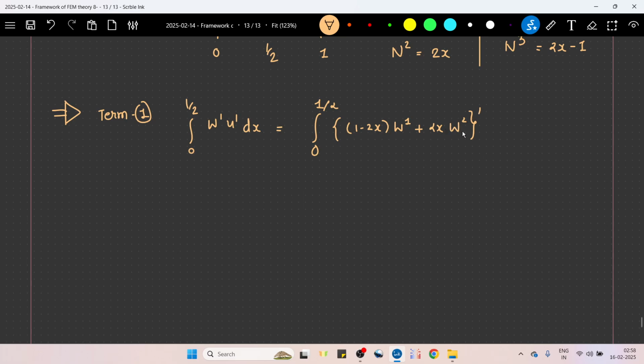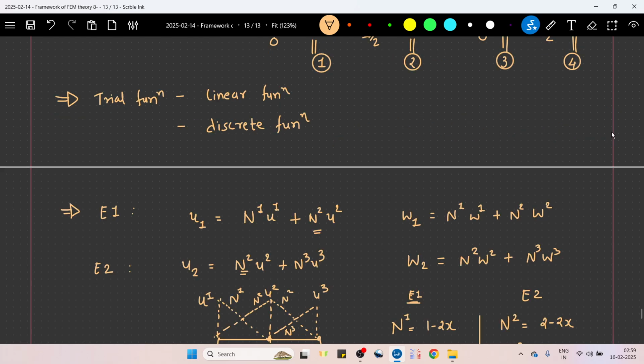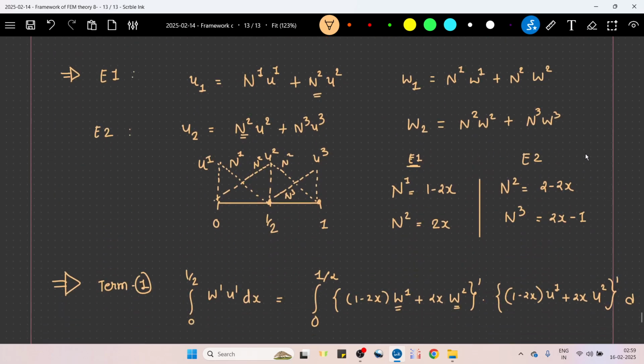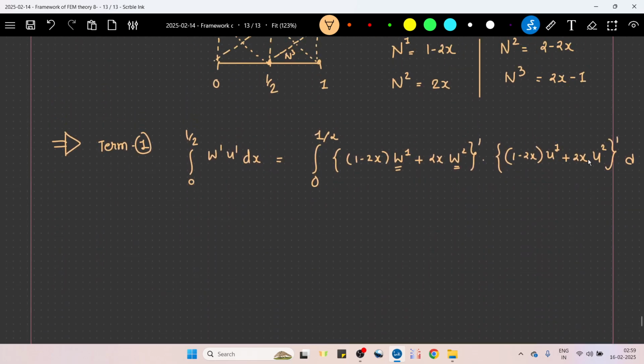Sorry, dash. Similarly, u dash is going to be the same: 1 minus 2x, but instead of coefficients, it's the solution u1, plus 2x u2, and the derivative of that, into dx.